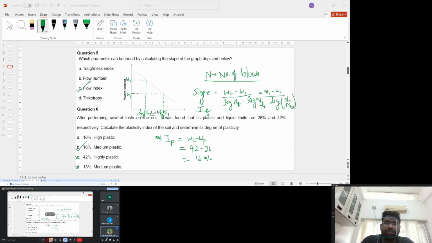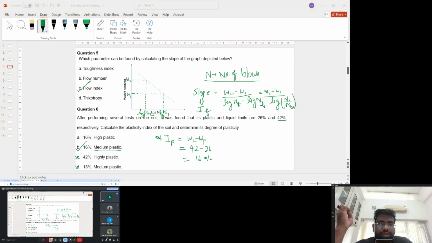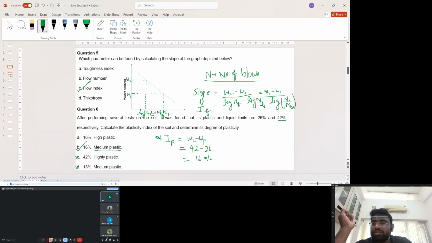Right now, you can remember that the classification of plasticity is usually done using liquid limit and plasticity index. All right, so the right option is 16% and medium plastic. Medium plastic because the liquid limit is not greater than 50%. Hope it is clear. Yes, sir. So moving to the next question.